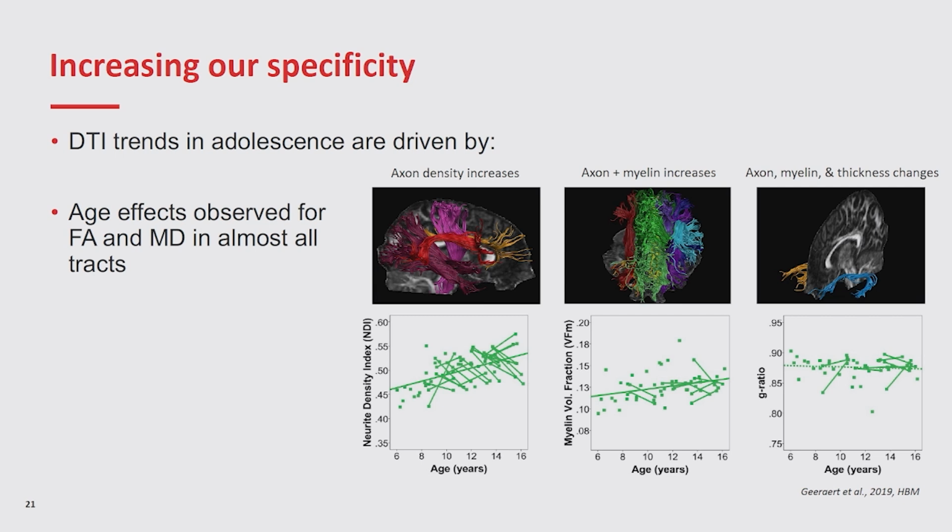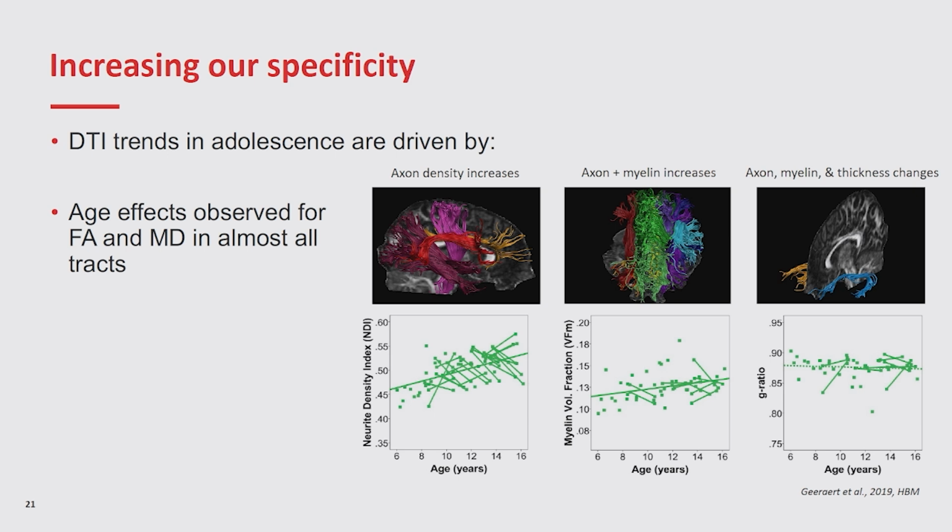But because we applied some more microstructurally specific metrics, we were able to identify tracts that were developing in different ways. On the left, we have a group of right hemisphere white matter tracts where we saw increases in axon density. That's neurite density index from the NODDI model, if you're familiar with that. We have a big collection of tracts in the middle there where we saw those changes in axon density and also changes in myelin content.